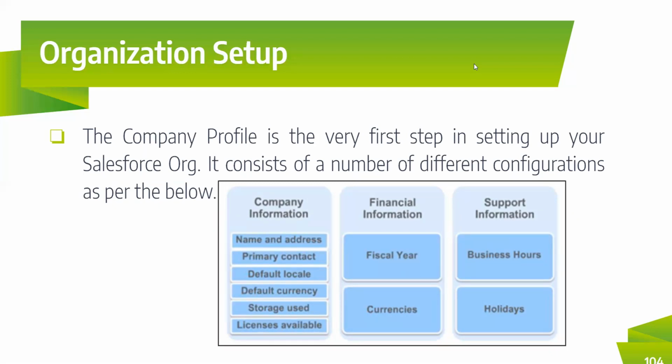Followed by that, we set your financial information, the financial year. You plan for the financial year and the currency, and then the support information. In the support information, what time your business hours are available, and when the holidays are. Within this year, how many holidays are there? Which days are going to be holidays? On the holidays, which hours you are going to do your business? All this you set up here.